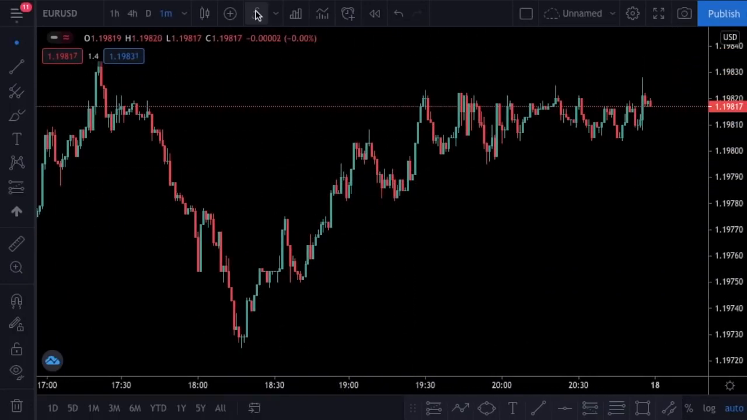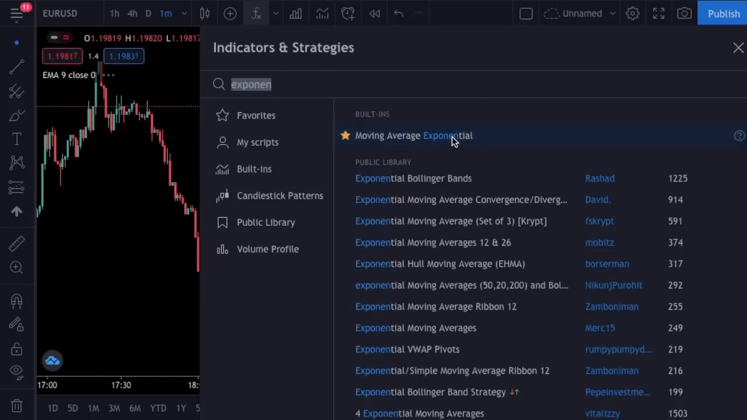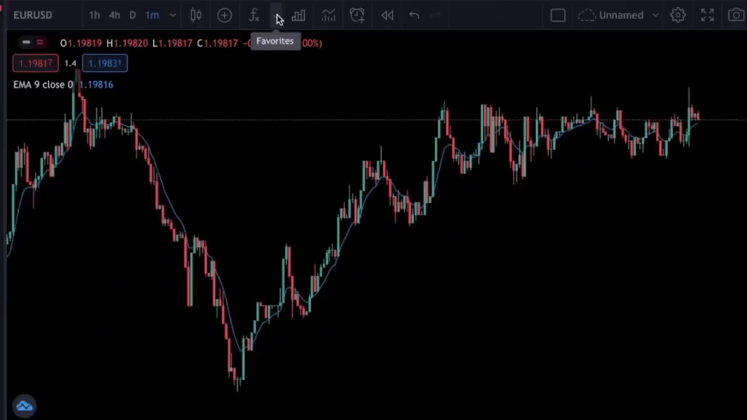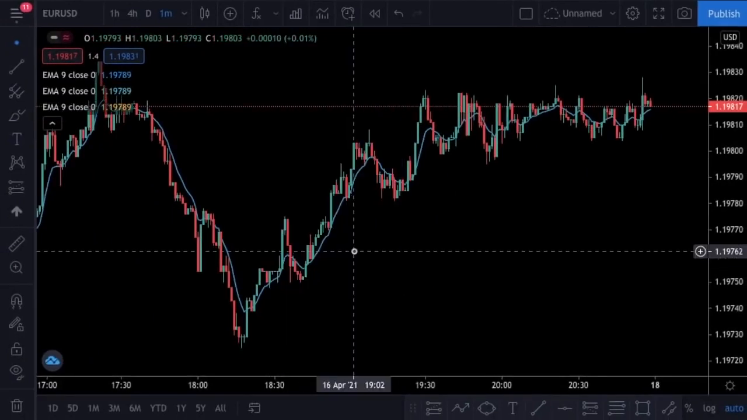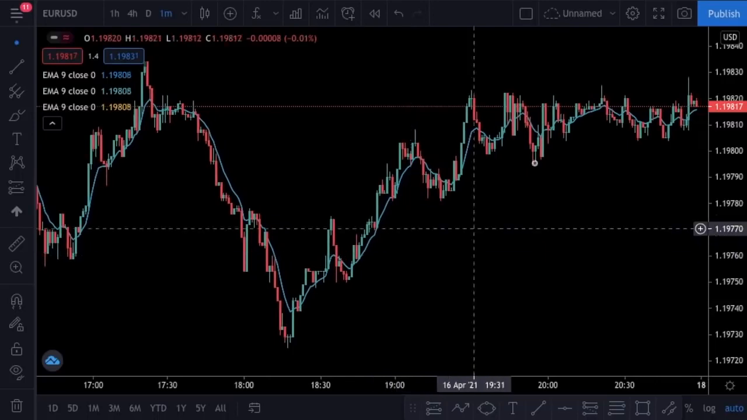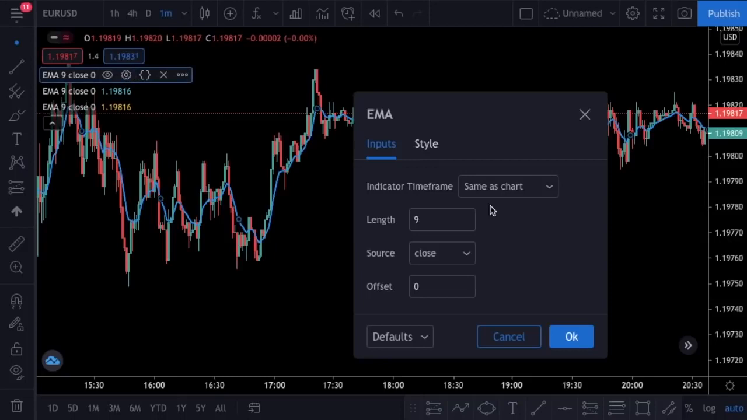Now, I am going to add 3 exponential moving averages to our chart. To add indicators, you have to click on the indicators icon here, and search for moving average exponential. You can add them to your favorites by clicking the star icon next to it. And after you add it, it will appear on the drop-down menu here. I will go on and add 2 more. Right now, you are not able to see all of the averages on the screen, because since all of them have the same length, they look like a single line.